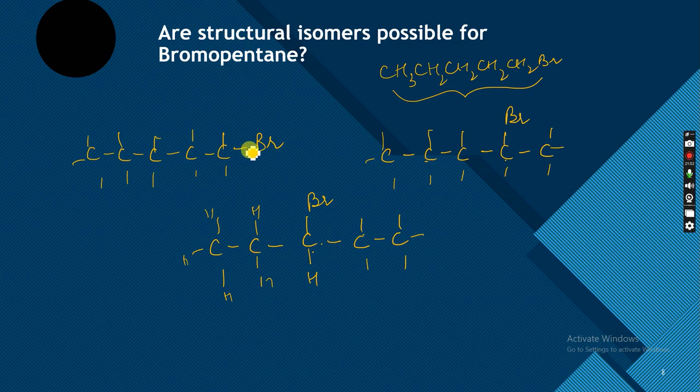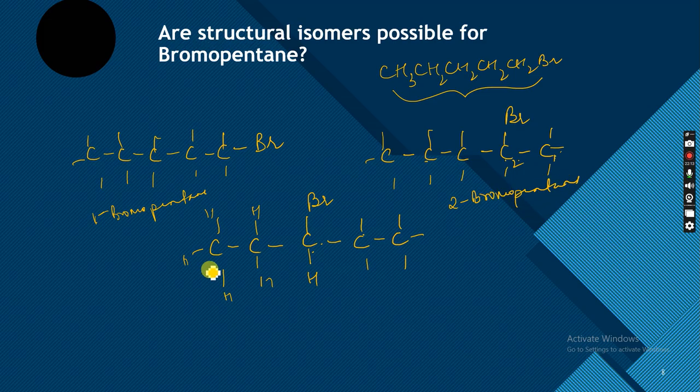This one is straight, so this is 1-bromopentane, which means in the first position bromine is there. This one is on the second carbon, so you start numbering from the side where the functional group is. So this is first, this is second. So 2-bromopentane.